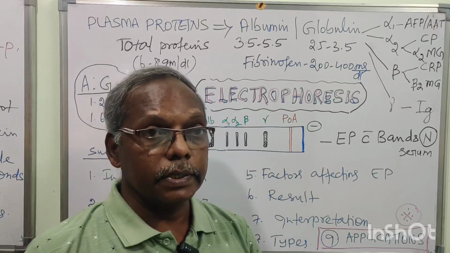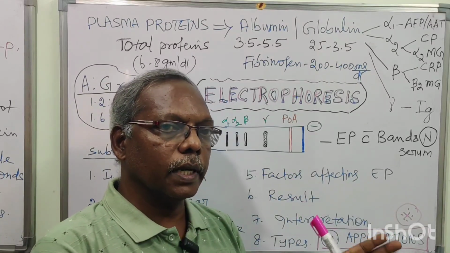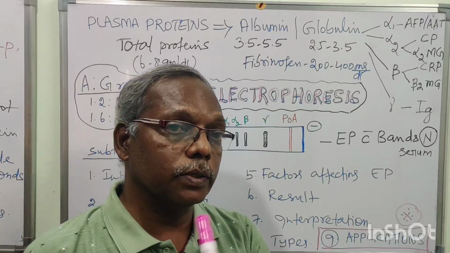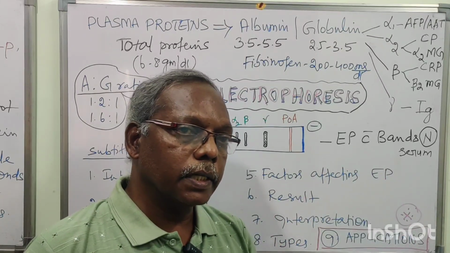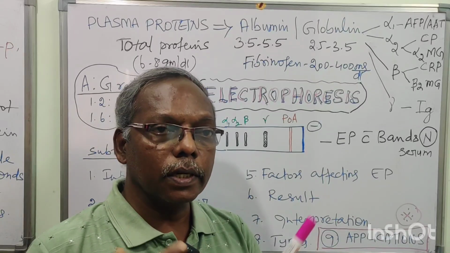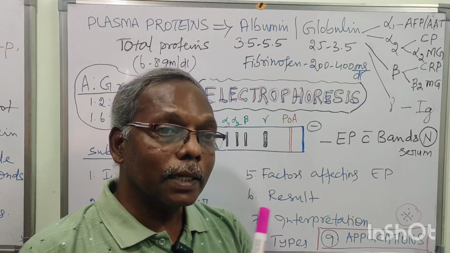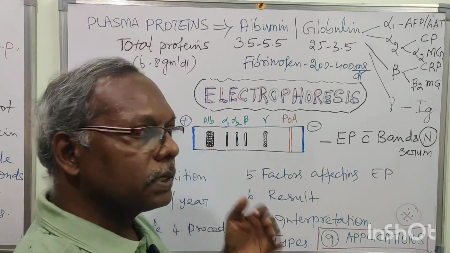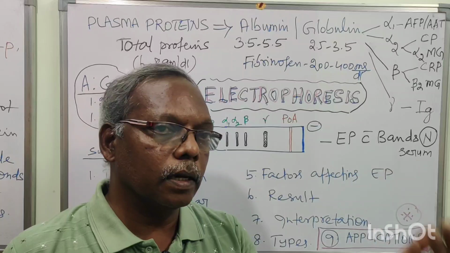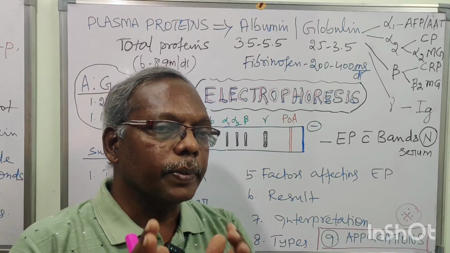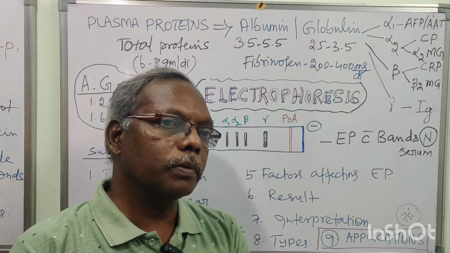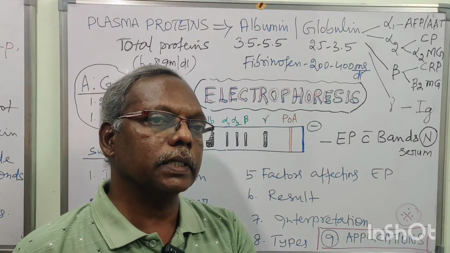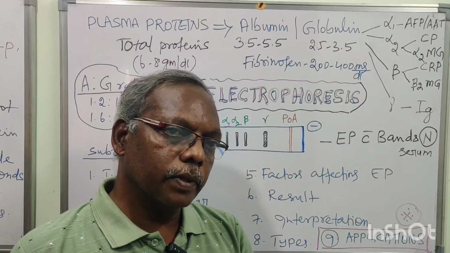Next one is interpretation. Interpretation means what is a normal slide and what is an abnormal slide. If you have an abnormal slide, what are all the diseases involved in it? Kidney condition, liver condition, bone condition or infections, like that you have to interpret the slide with the available bands. Suppose the albumin band is very minimal, not like in a normal serum electrophoresis, it means the patient has low albumin. So the problem is in the liver because albumin is synthesized in the liver. So for any disease in the liver, albumin level will definitely be low.